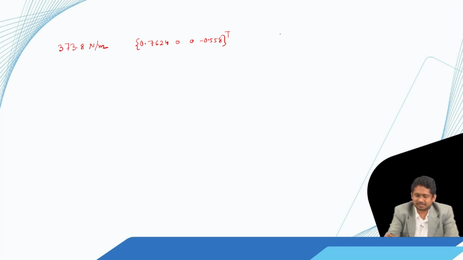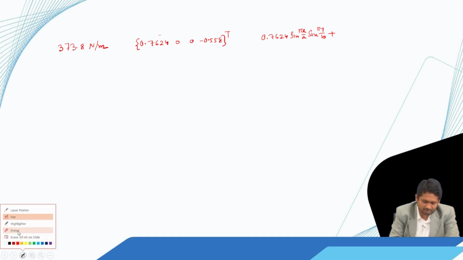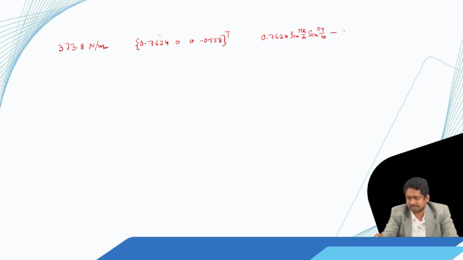So, it signifies that the first term I multiply with the first approximation. So, 0.7624 into sin pi x by a into sin pi y by b, plus 0, they do not matter. So, they do not have any contributions, and then the last eigenvector is minus 0.558 into sin 2 pi x by a sin 2 pi y by b.